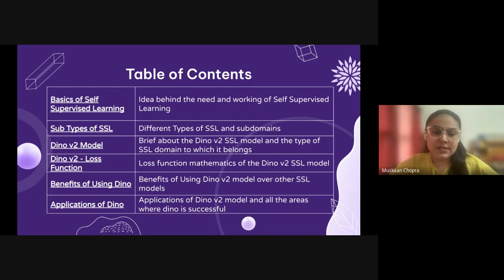Then we will focus on DINOv2, which was the recent SSL model proposed by Meta AI, its loss functions, and the benefits we get when we use DINO over other models. We will end this with applications of DINO.